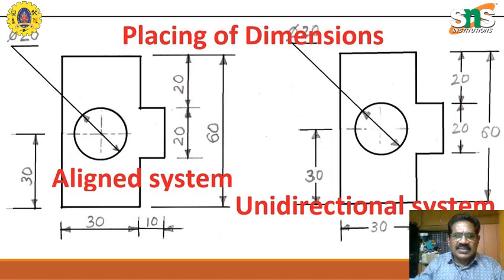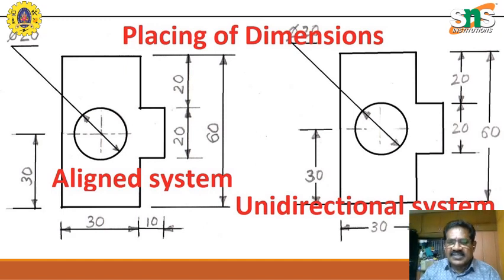So placing of the dimension could be an aligned system or a unidirectional system. Different kinds of systems are being used throughout the world. So it is up to us to understand which company we are working for, and based on their practices we may have to do that. Some follow first angle projection, some follow third angle projection. In India, right now, we are following the first angle projection, and both aligned systems and unidirectional systems are there. How we are placing the dimensions is the difference, and we are going to look at that now.